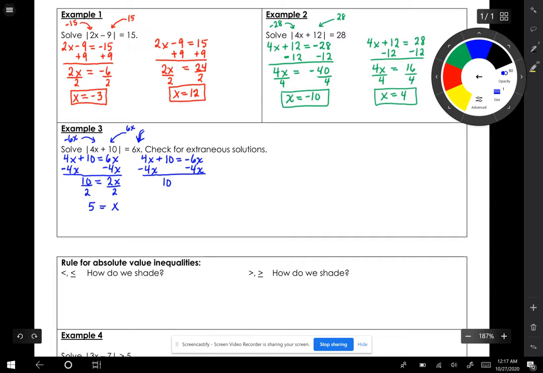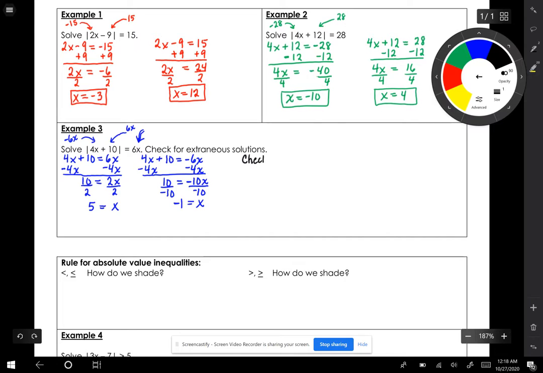So you have 10 equals negative 10x. And lastly, divide both sides by negative 10. X equals negative 1. We don't go and circle our answers just because we have two of them. Because we had that variable on the right side in our original equation, that tells us we need to check both equations. So checking both equations, we want to check each solution.